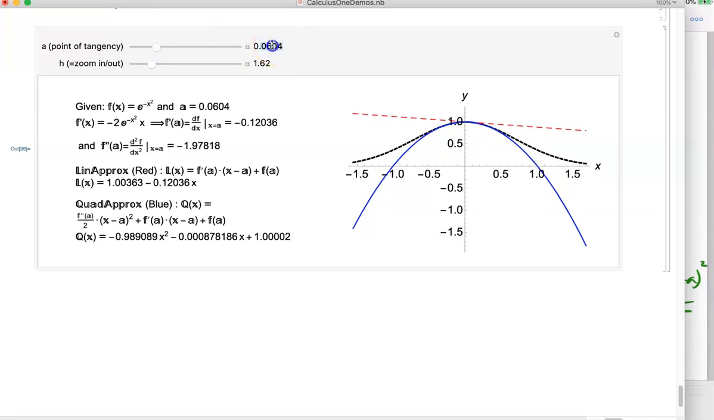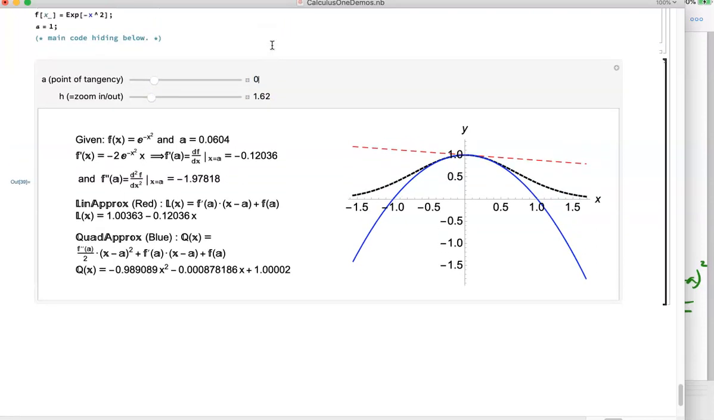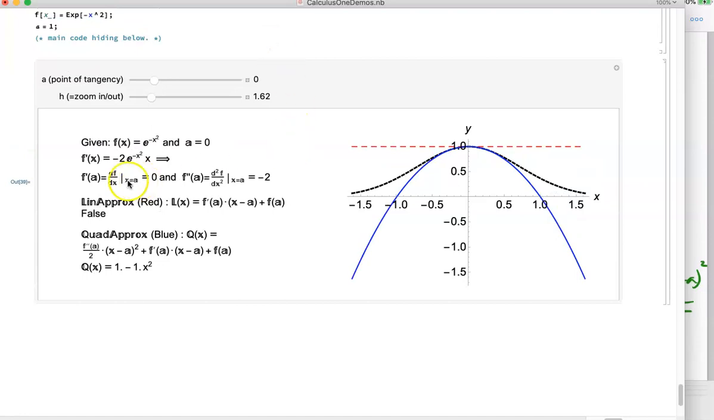And something very interesting happens when you put in 0. 0 is a critical point of the function. You can see that the derivative is equal to 0 at this point, so that's why the tangent line has 0 slope. And the quadratic approximation is simply negative x squared plus 1.